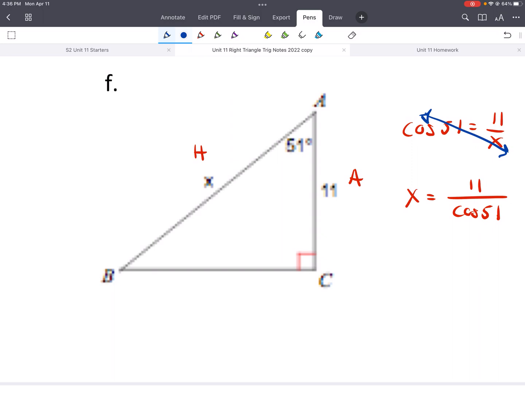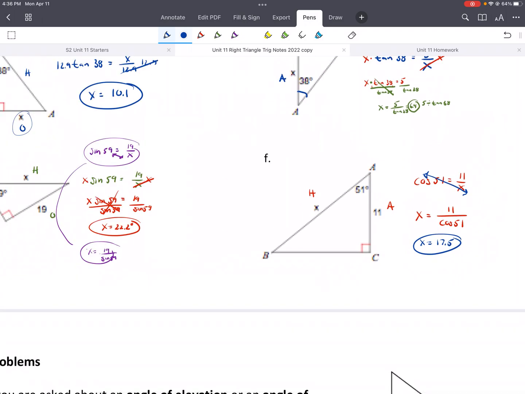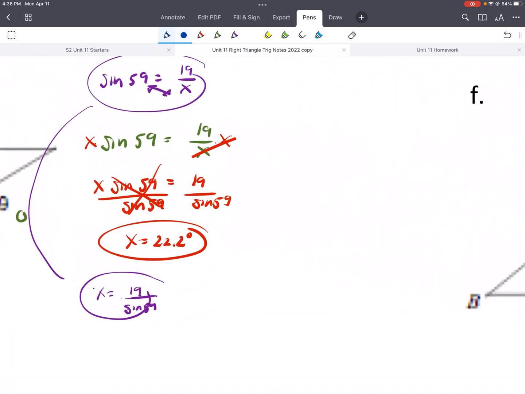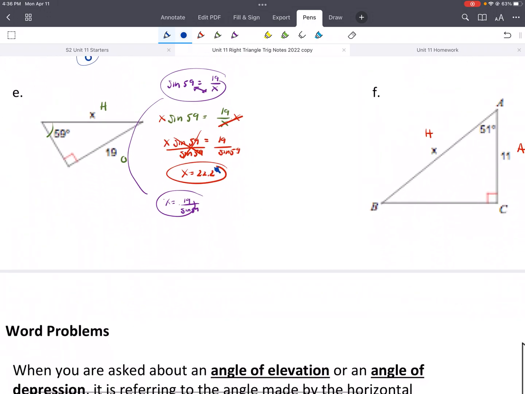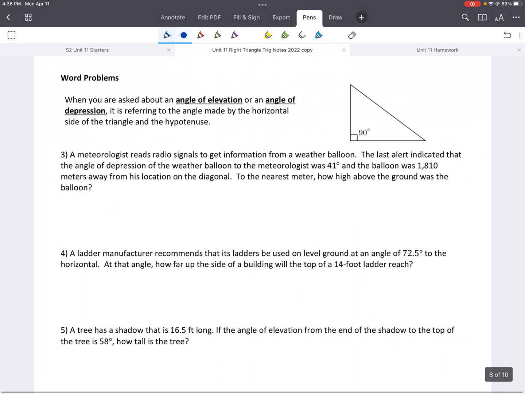Type that in, 11 divided by cosine of 51, and I got x is equal to 17.5. Did I write degrees at one of these points? I did. I'm sorry. That should not be degrees. These are lengths.